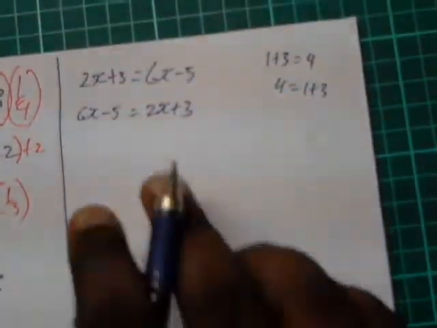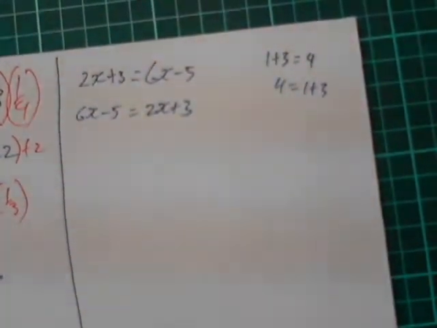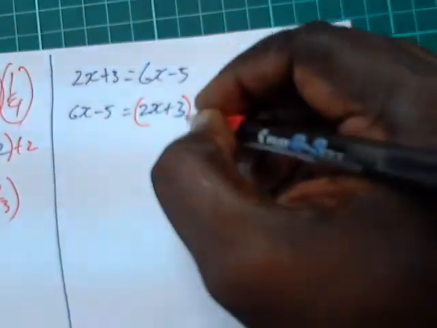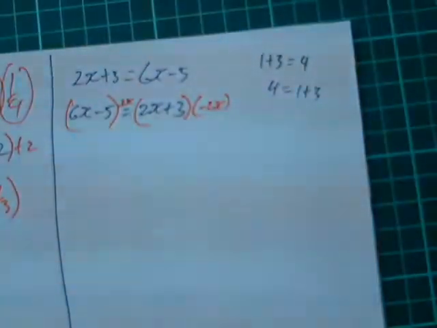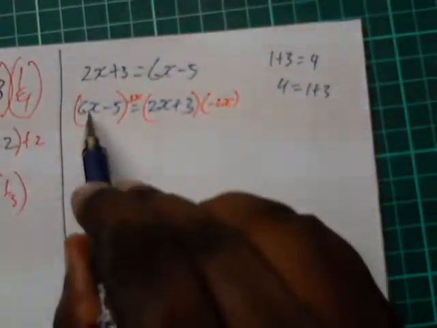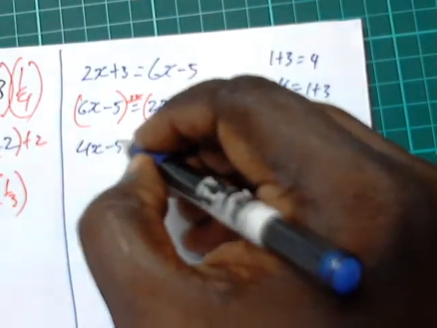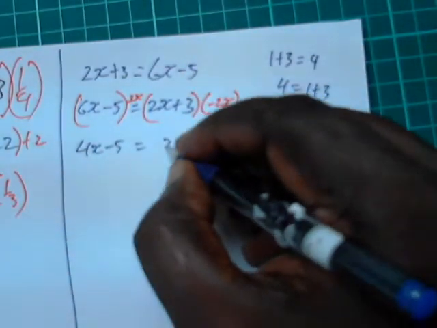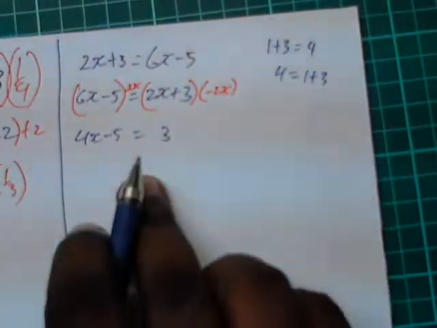Now my question is, I want all my x to come to this side, so I want to kill this 2x. How do I kill the 2x? As I told you, if you want to kill this, you minus 2x here and minus 2x on the left hand side. So you minus 2x both sides. You'll get 6x minus 2x, which is 4x minus 5 over here. Plus 2x minus 2x, they eliminate each other, so you get the balance 3. Now this looks like an easier question.